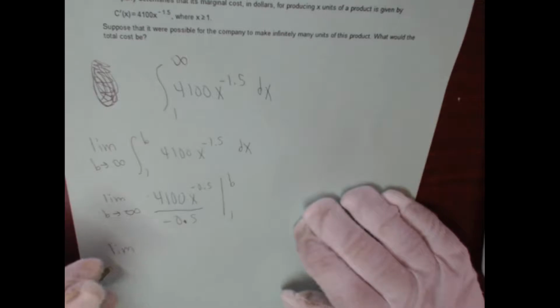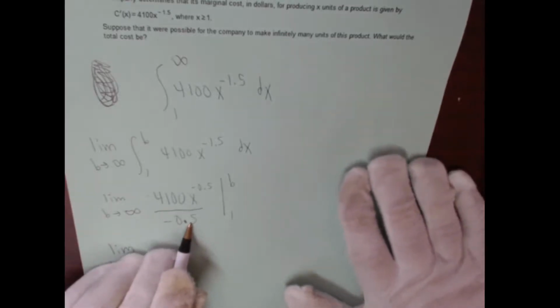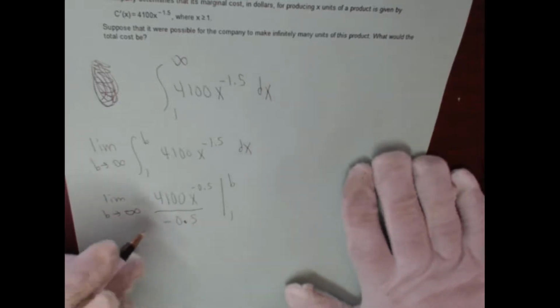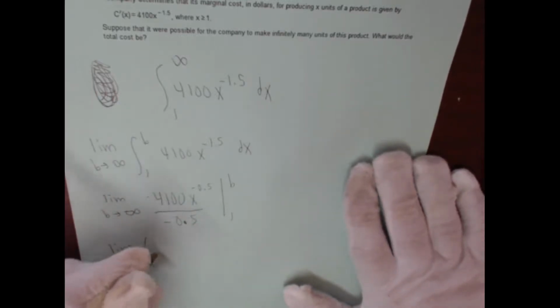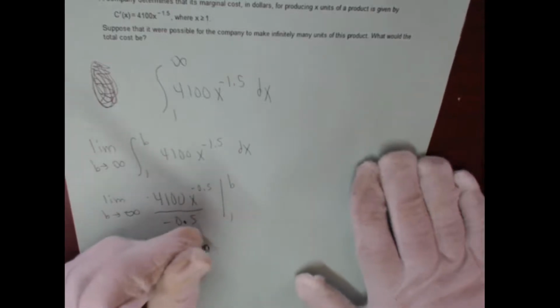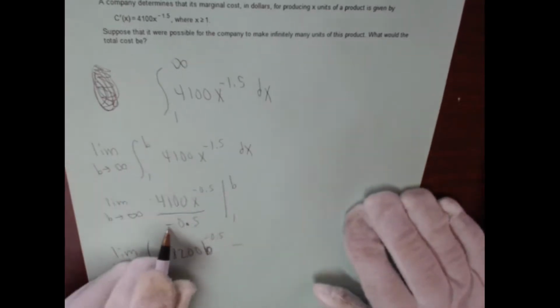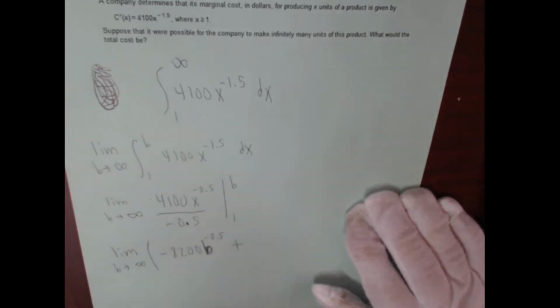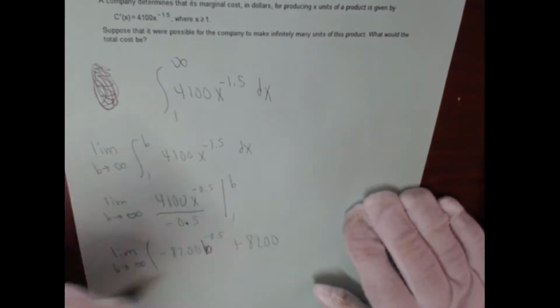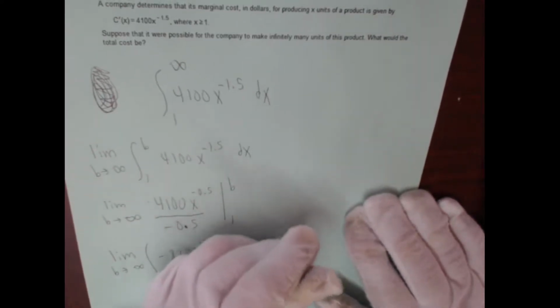This will be the limit as b goes to infinity. Let's clean this up. Dividing by a half is the same thing as timesing by 2. So this will be negative 8200 b to the negative 0.5. Then it'll be minus, which turns into a plus because of that minus. That'll be 8200 b to the negative 0.5.